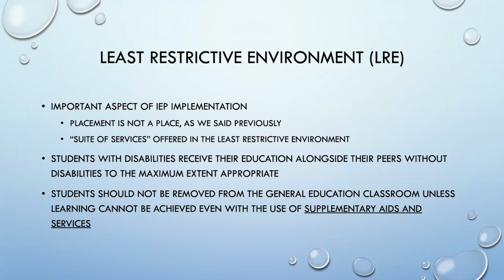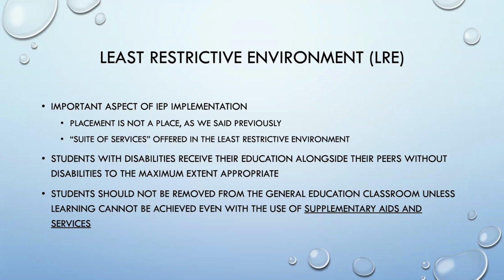And we describe it in particular ways that sound like places, but really it's about the collection of services that are offered, and they should be offered in the least restrictive environment. That means that students with disabilities receive their education as close to or alongside their peers without disabilities to the maximum extent appropriate. It's not about having their movement restricted. It's a different use of that word. What it means is, where would the student be but for their disability? What kind of place would they be learning in? And how close can we get them to that place? And I think of it as the experience and the presence of non-disabled peers.